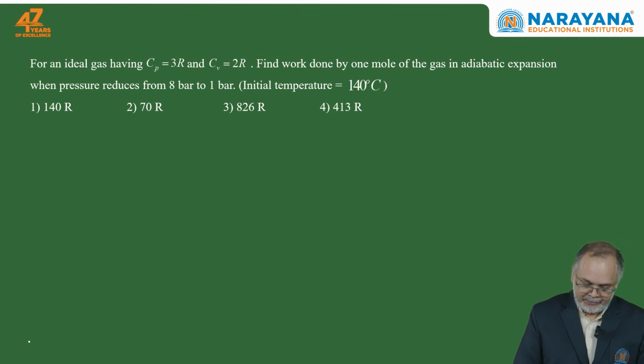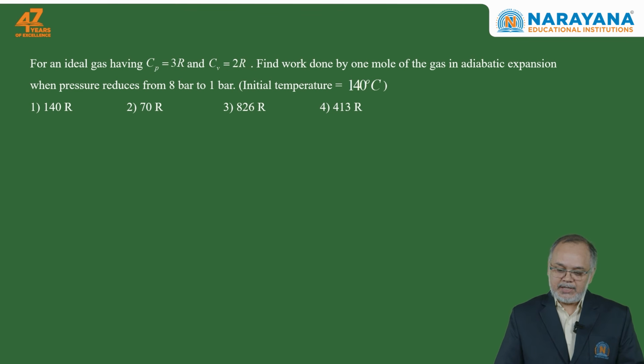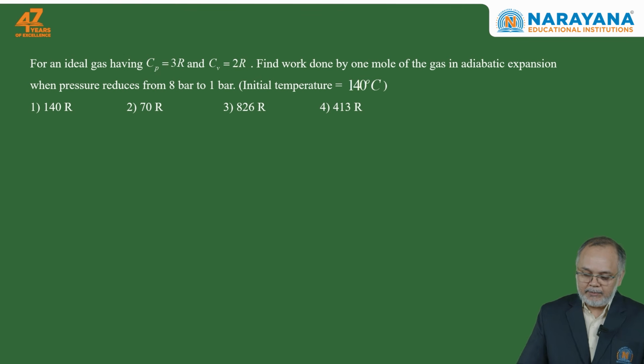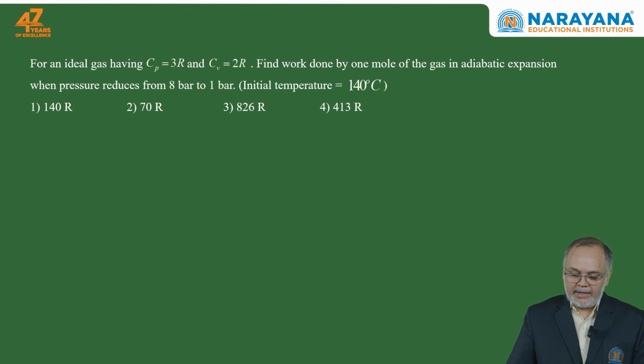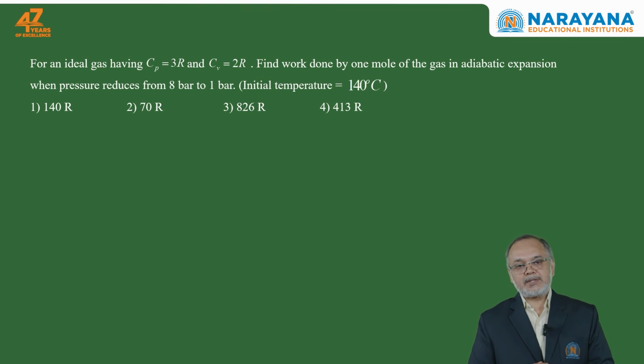Next question is: for an ideal gas having Cp equal to 3R and Cv equal to 2R, find the work done by 1 mole of the gas in adiabatic expansion when pressure reduces from 8 bar to 1 bar and the initial temperature is given as 140 degree Celsius.